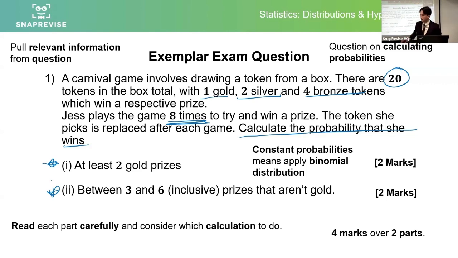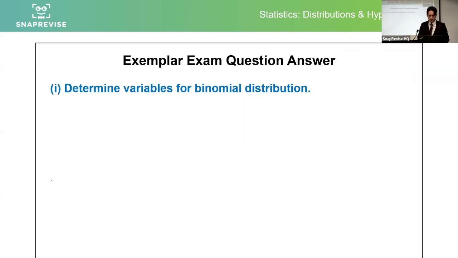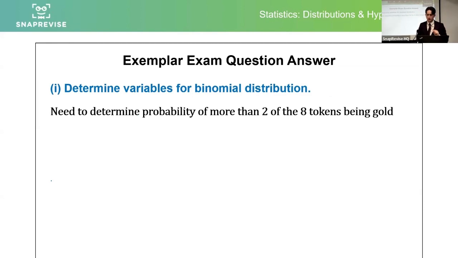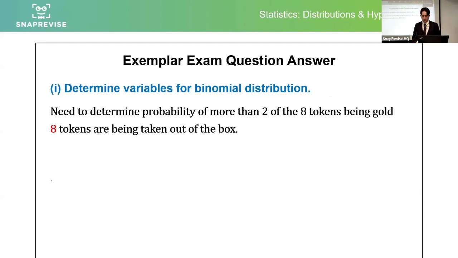Okay, so quite a lot of information to take in. Let's give it a try. So let's see how we go. Okay. So to start with, we're going to determine the variables for the binomial. So for the first part, we need to work out the probability of 2 or more of the 8 being gold. So 8 tokens are being taken out of the box. This means that the number of trials n is 8.